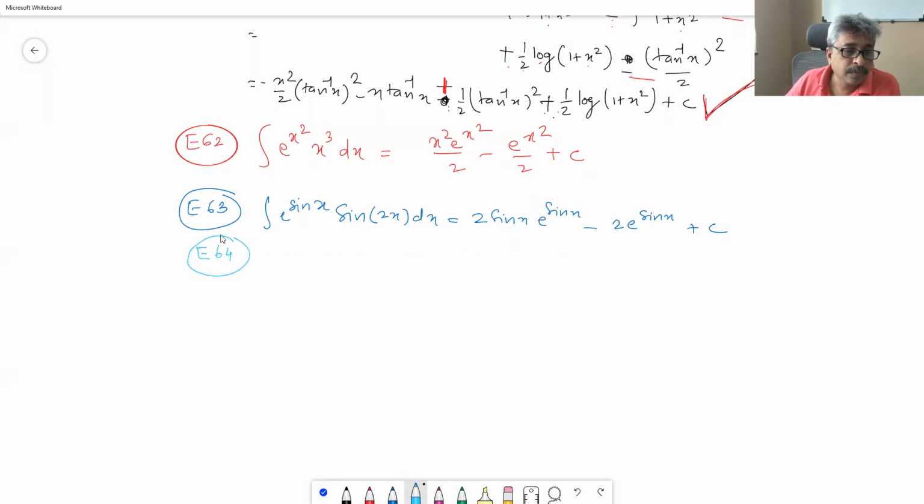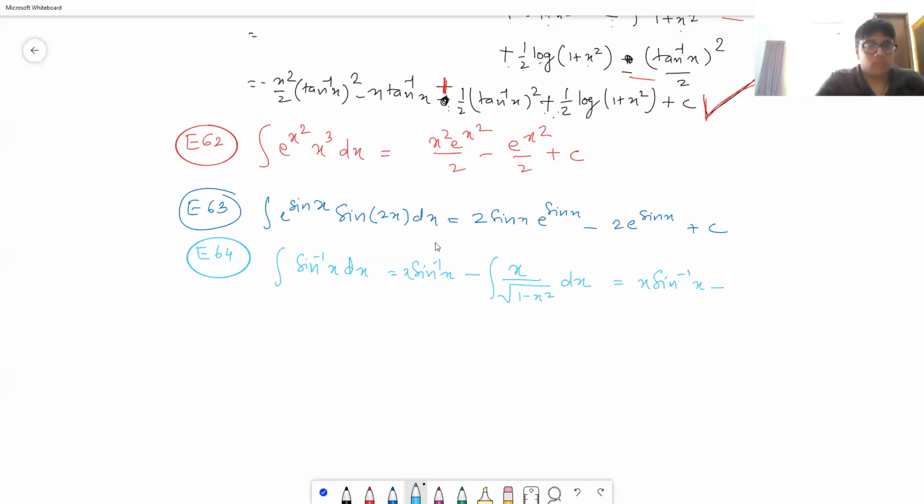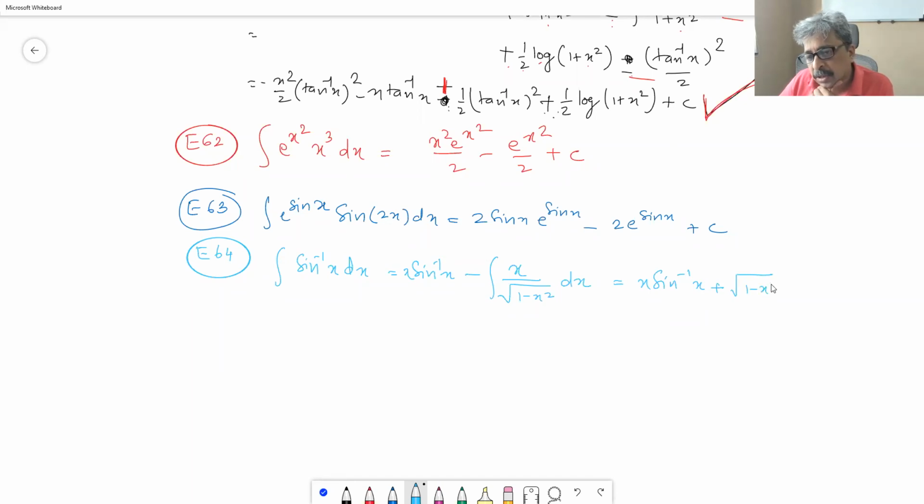E64. Integral sin inverse x dx. Correct. Okay. So the answer for this is integration by parts. Second function to be assumed as 1. So x sin inverse x minus integral x upon radical 1 minus x square dx. So x sin inverse x plus radical 1 minus x square plus c. That is the answer.